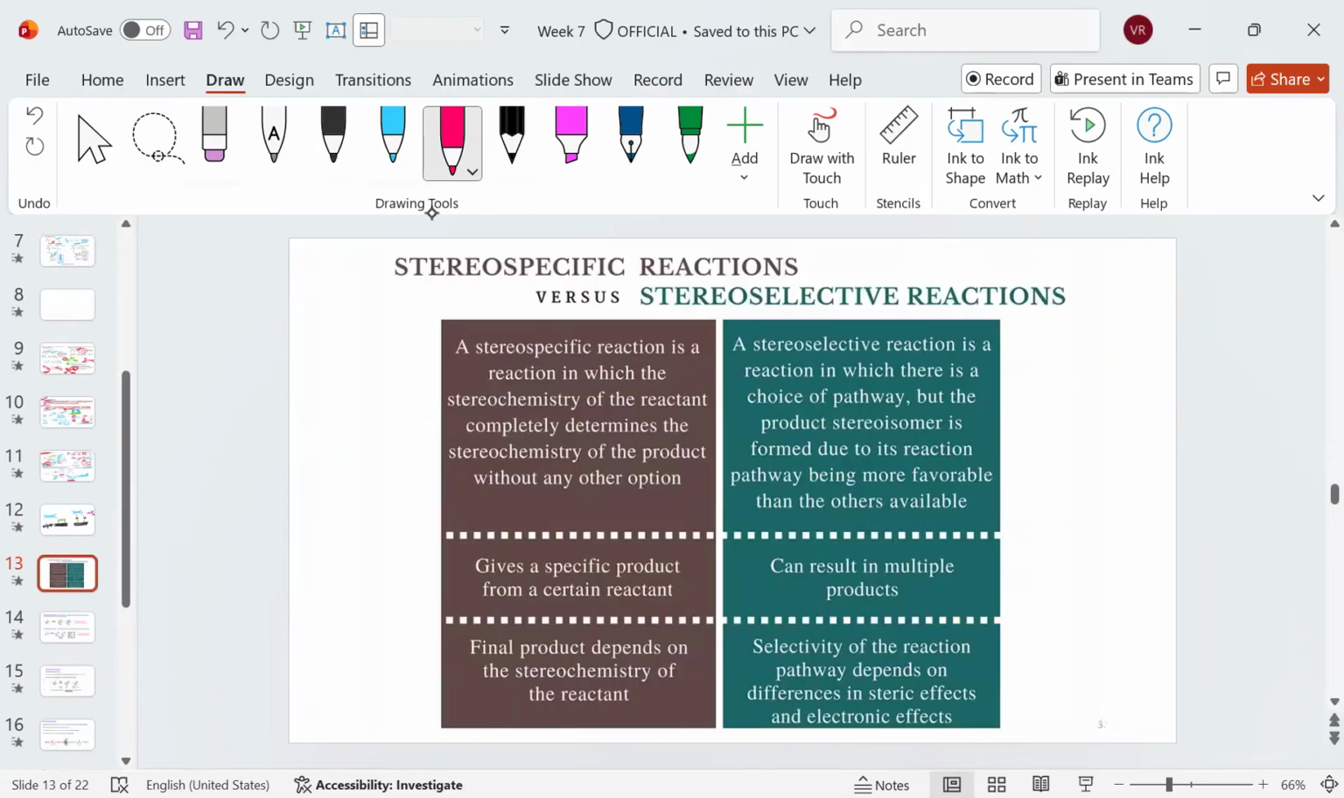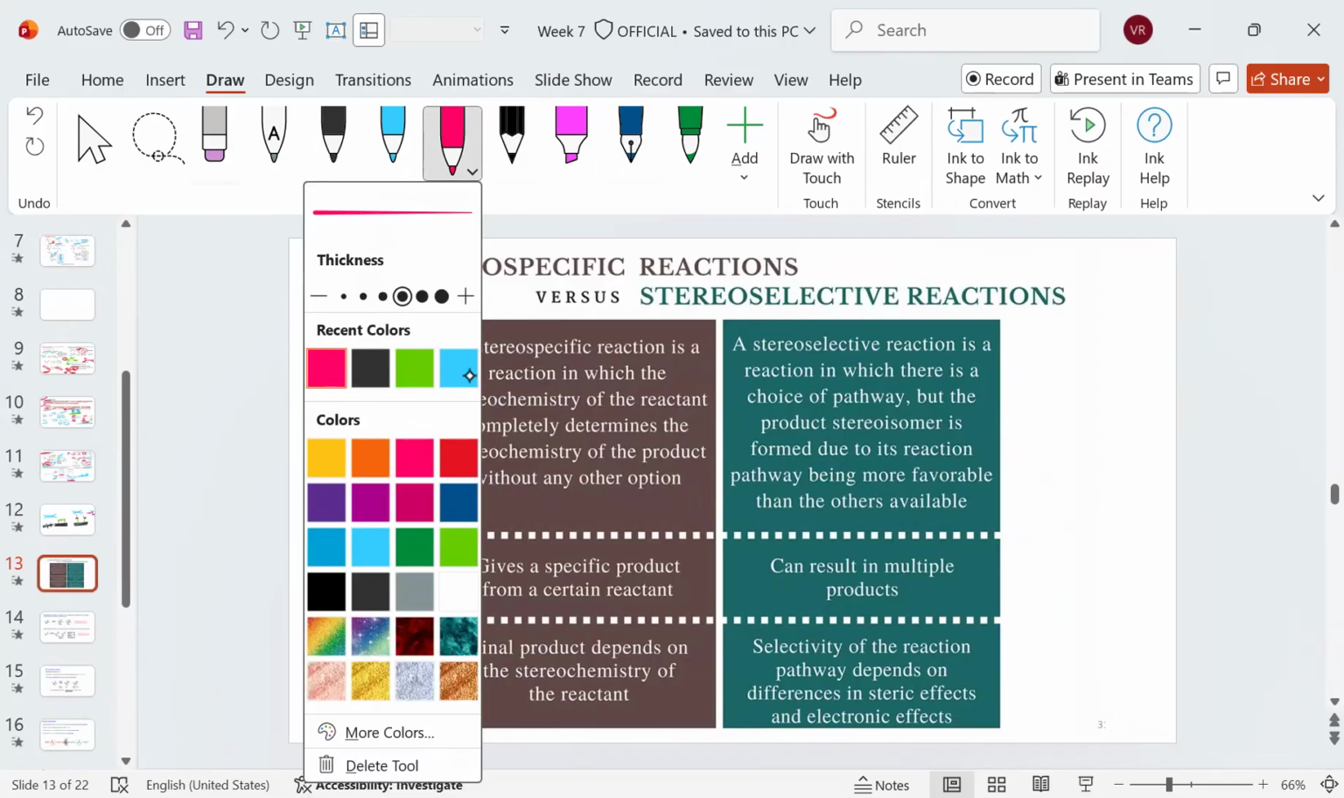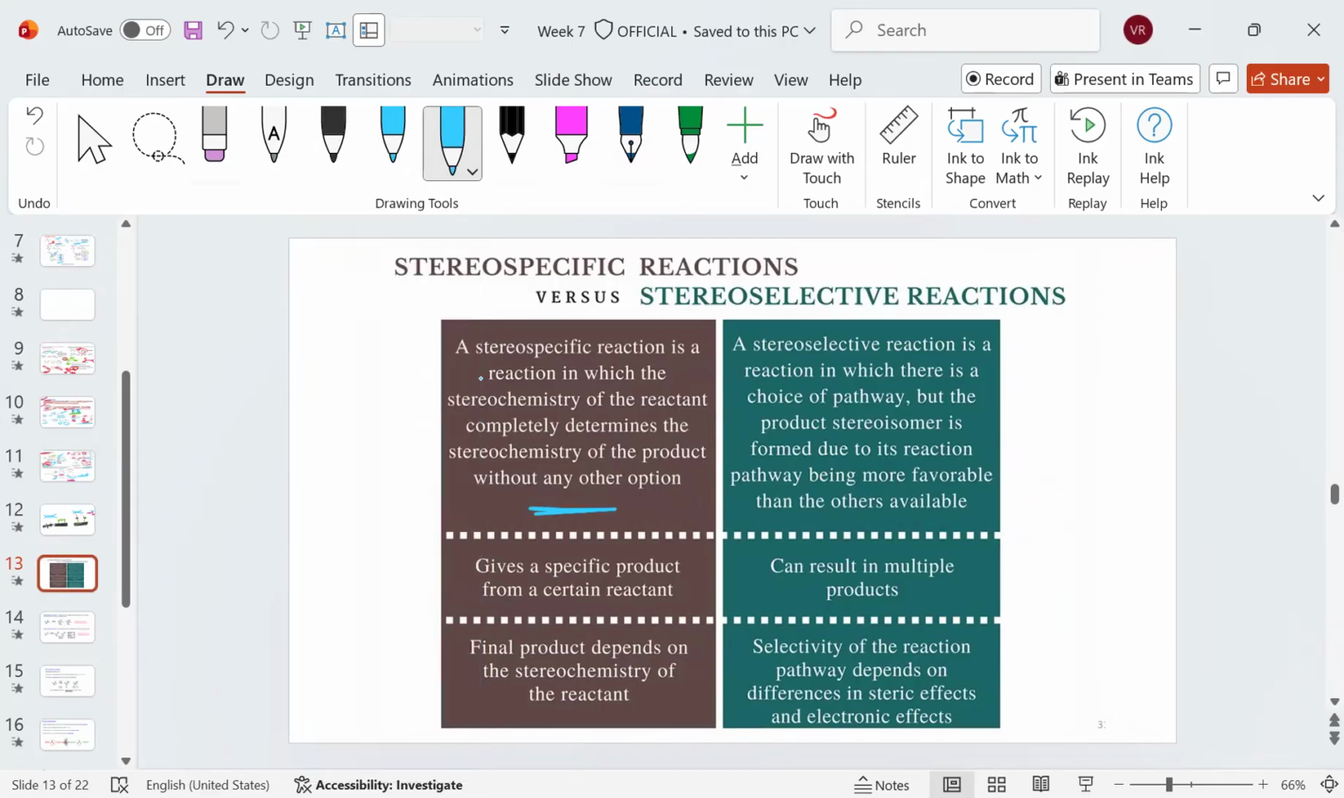So this is just the general difference between the stereospecific reaction versus the stereoselective reaction. So what does it say? The stereospecific reaction is a reaction in which the stereochemistry of the reactant completely determines the stereochemistry of the product without any other option. So it means we are getting 100% always. Also, it gives a specific product from a certain reactant. The final product depends upon the stereochemistry of the reactant. This is about the stereospecific reaction.